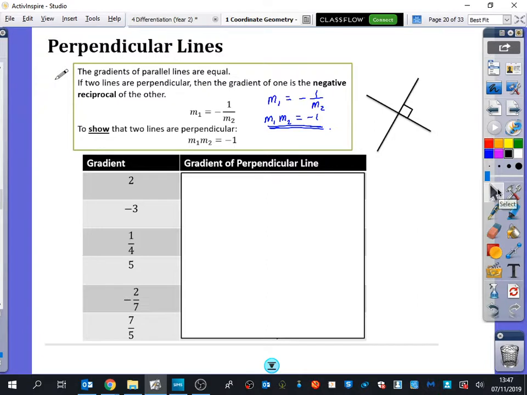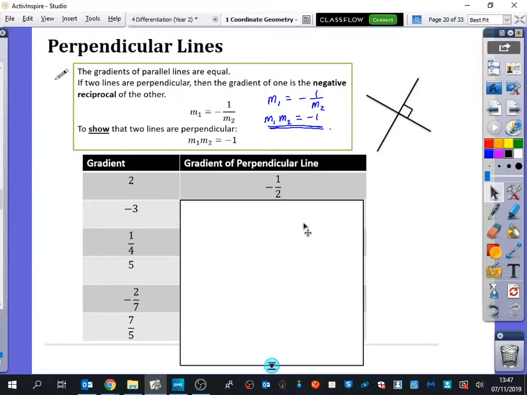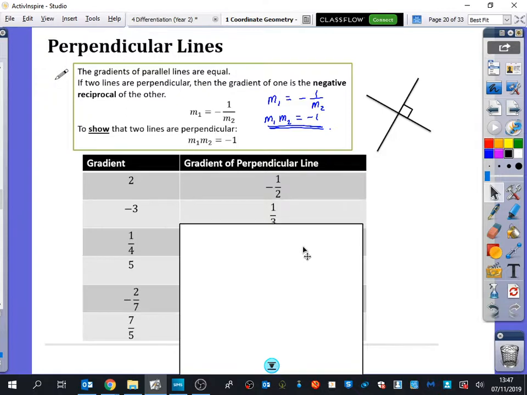I'm just going to pick people to tell me what the gradient of the perpendicular line is. So Kausa, if the gradient is 2, its perpendicular is? Good. Locke, if it's -3, its perpendicular would be? Good. Saeed, what about if it was a quarter? I'll come back to you. You can do 5 for me, okay? So have a think. That one is going to be -1/5. This one will be, okay?